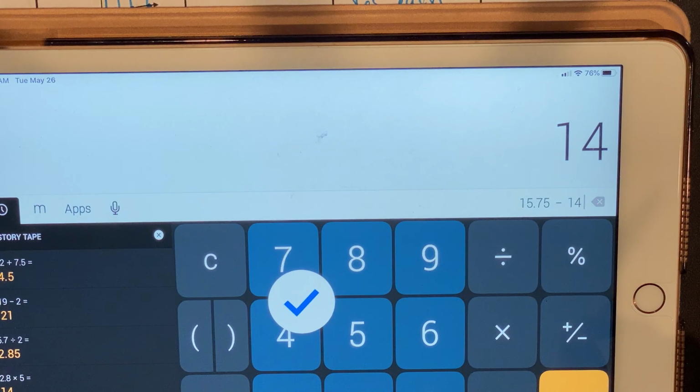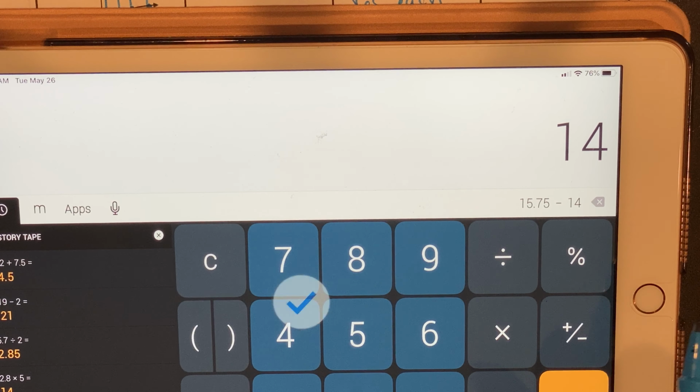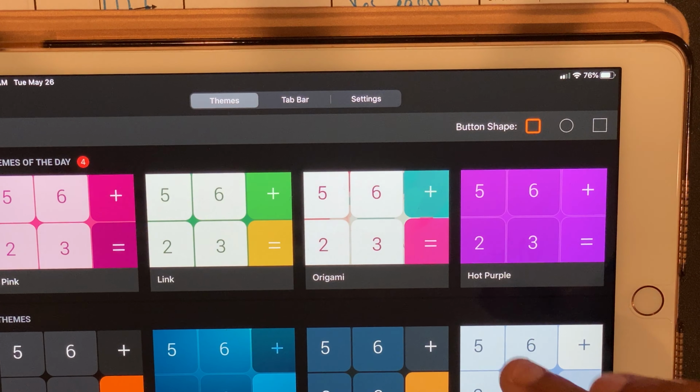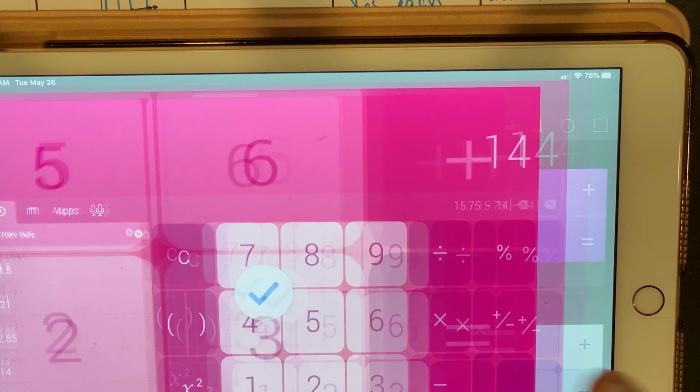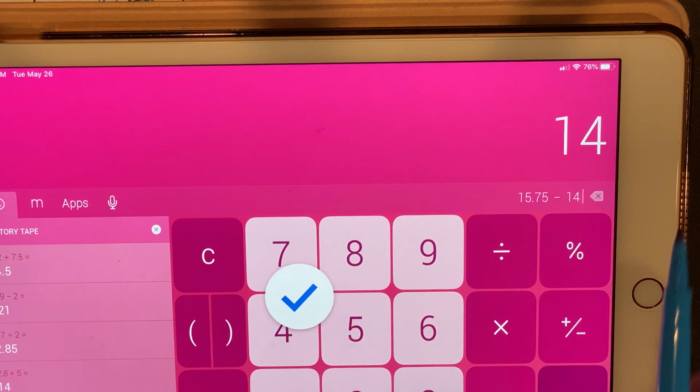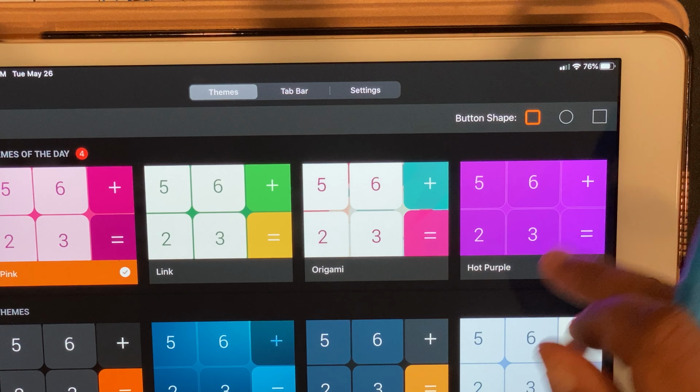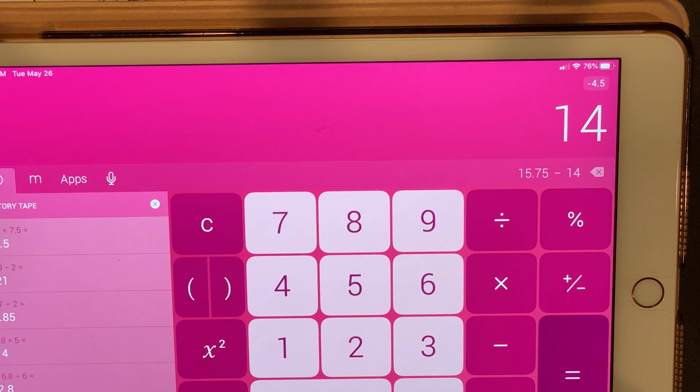Whoa, what'd I do? Oh my goodness gracious. Hold on. Oh, this is cute. I'll use that one. All right. Perfect. Okay, don't know what happened here. There we go. Oh, that's bright.